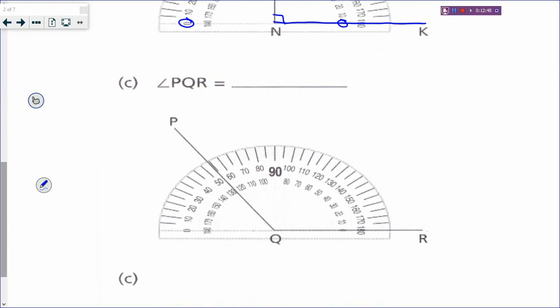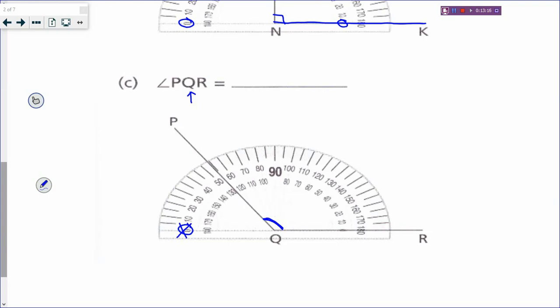Now, PQR, so where is the angle now? The angle is between the two straight lines. So you should be looking at the two dark lines or two straight lines, and the angle is in between, right? In between here. So that's the angle that you're looking for. Okay? And which 0 do you look at now? Now, you do not look at the 0 here. Why? Because the straight line is not on this side.